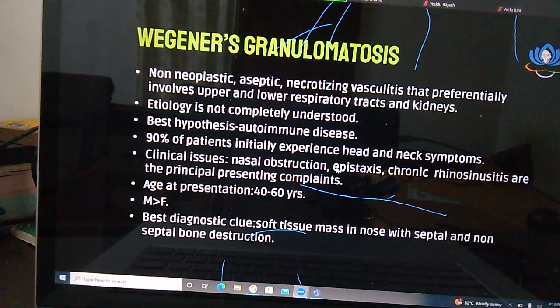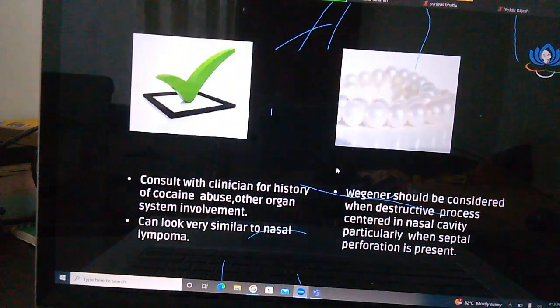We have read it as upper and lower respiratory tract involvement. The etiology is not completely understood even as of now. The best hypothesis is that it is an autoimmune disease, and 90% of the patients initially experience head and neck symptoms. Clinically, there may be nasal obstruction, epistaxis, chronic rhinosinusitis. These are the principal presenting complaints, and usually they present in adult life between 40 and 60 years, more common in male patients. The best diagnostic clue is a soft tissue mass in the nose with septal and non-septal bone destruction.